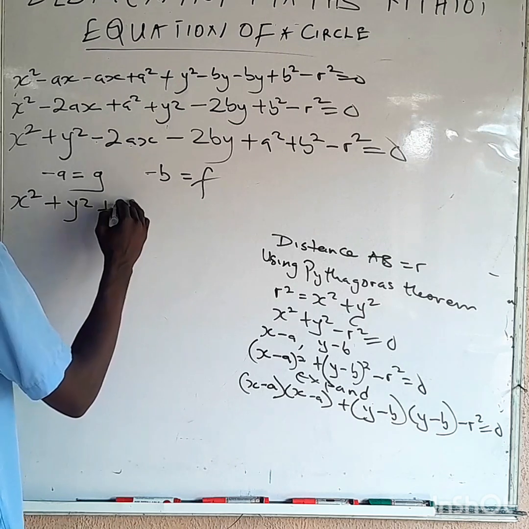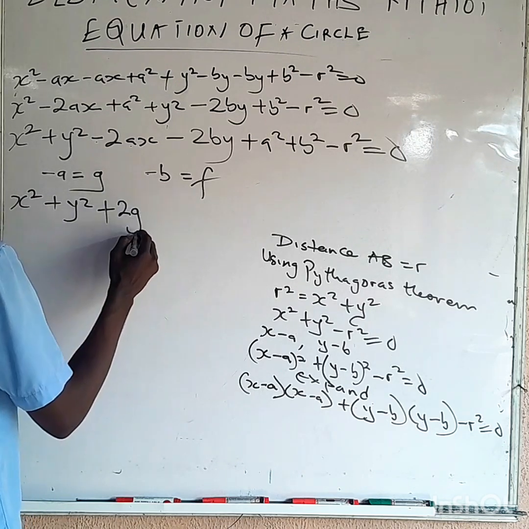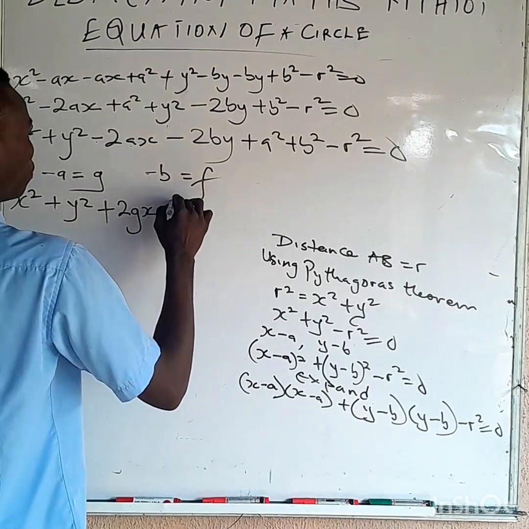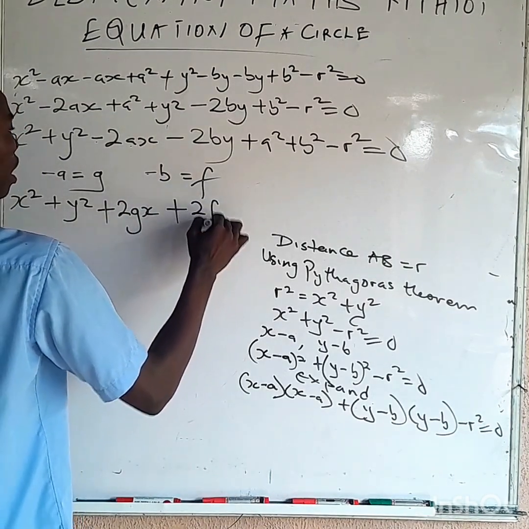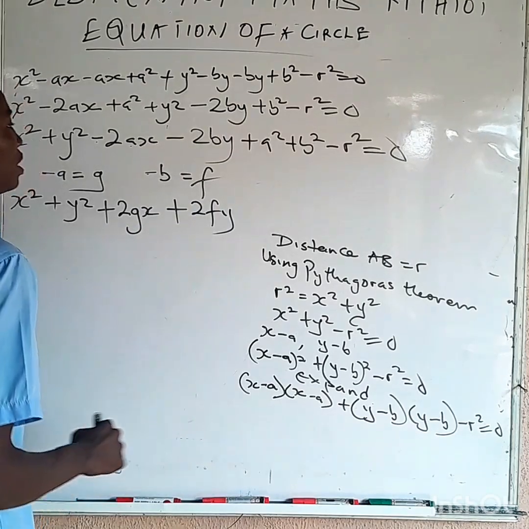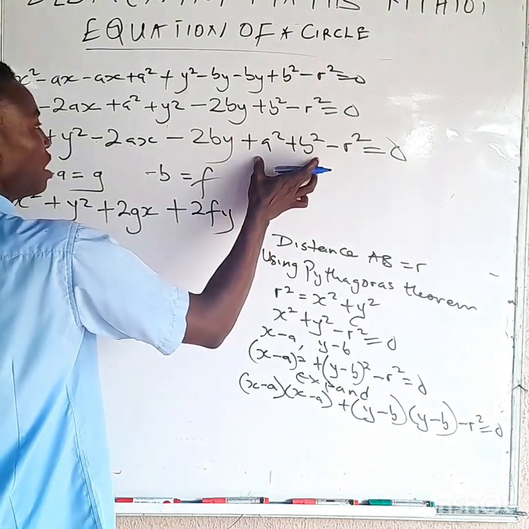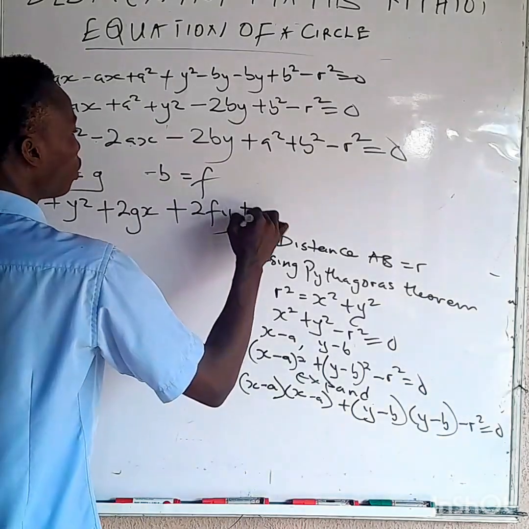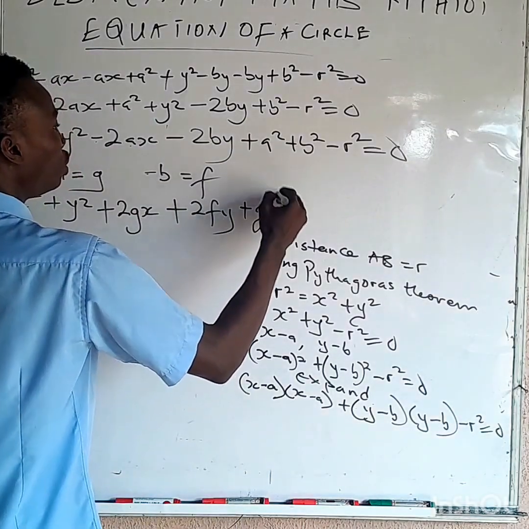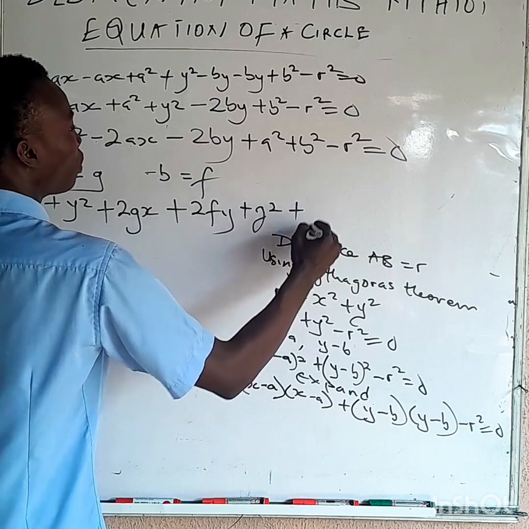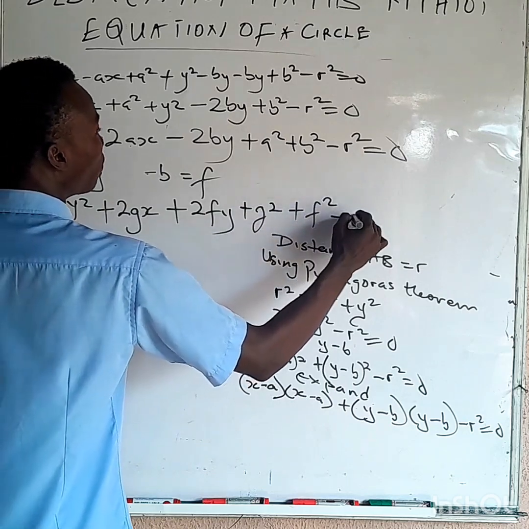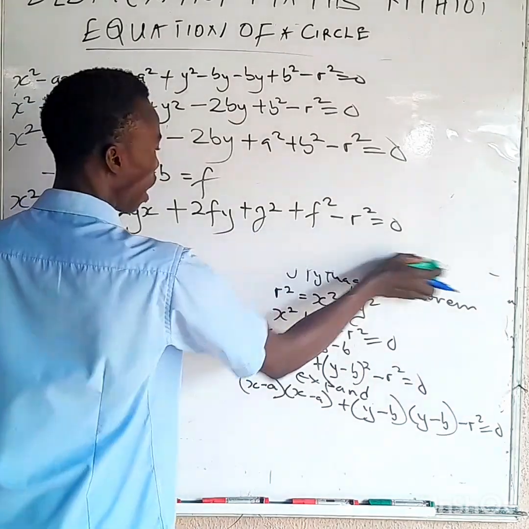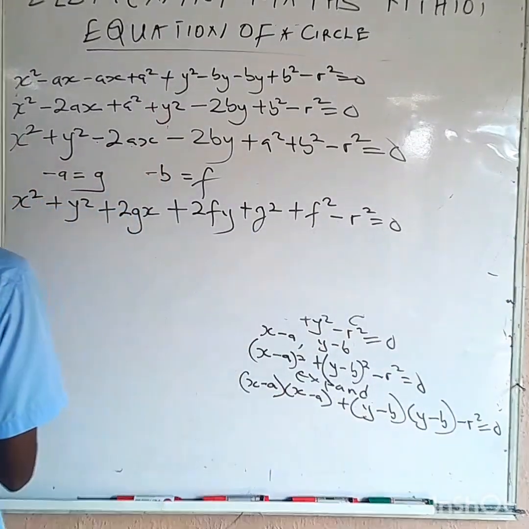Plus, take note, 2gx followed by plus 2fy. Then the next thing that will happen there, the same thing will happen to this one that you have in this place. So it will now become plus g squared followed by plus f squared followed by minus r squared equals 0. Now we are moving closer, we are not done yet.